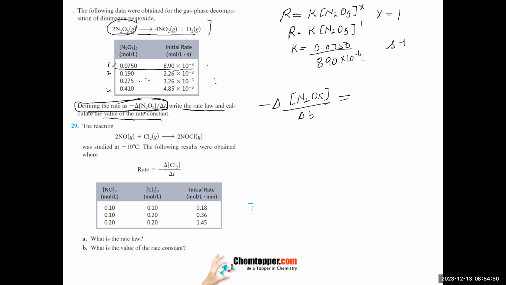You can pick up this as initial, this as final. So minus, keep this minus. 0.410 minus 0.0750 divided by total time taken. Time, this is final, this is initial. So 4.85 × 10^-3 minus 8.90 × 10^-4. Solve it.